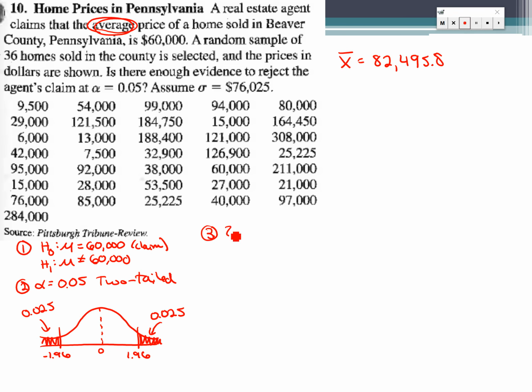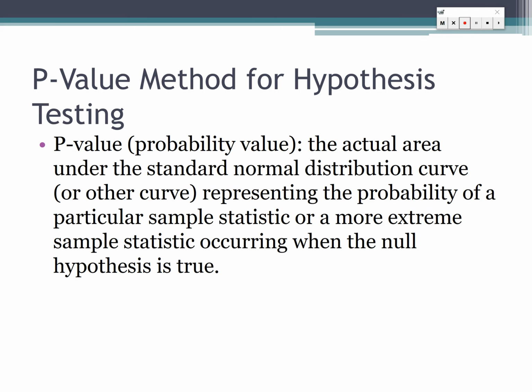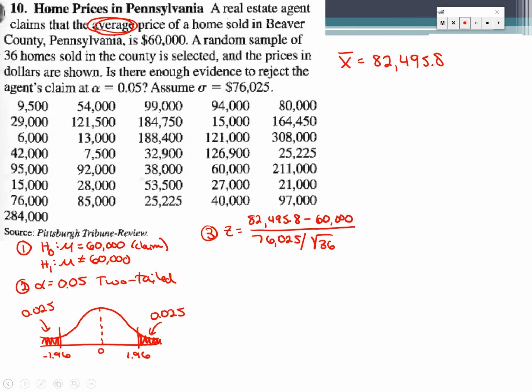Step 3, our test value. Sample mean minus our hypothesized population mean divided by population standard deviation divided by square root of our sample size, and we are given 36 homes. Now again, I know this is a formula we're already familiar with. You guys have done the computation with this before. Get roughly Z is 1.78.